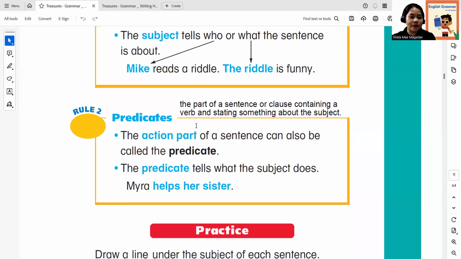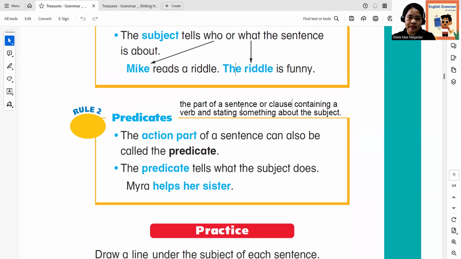Okay, so we also have predicates. The action part of a sentence can also be called the predicate. If you remember, one of the parts of speech is a verb. A verb is an action word. They are almost the same.